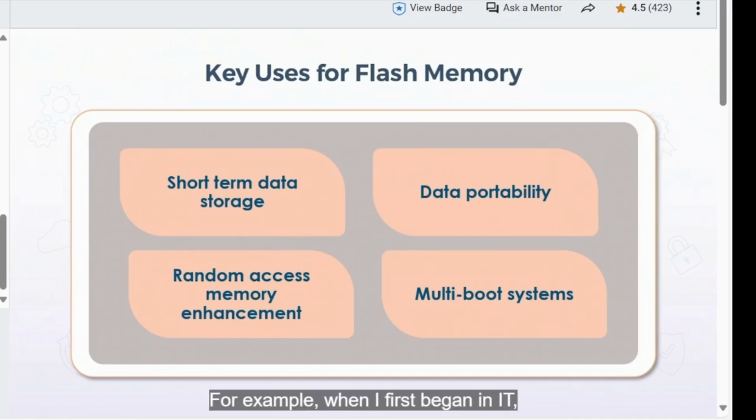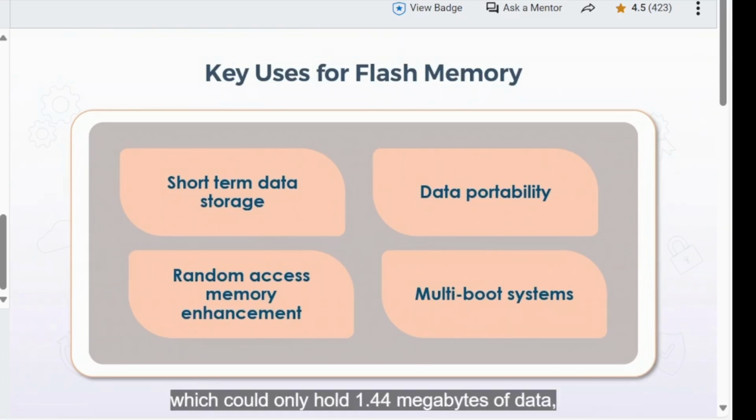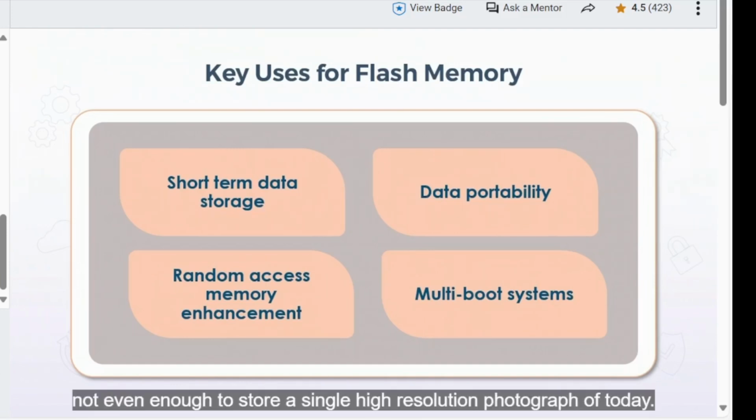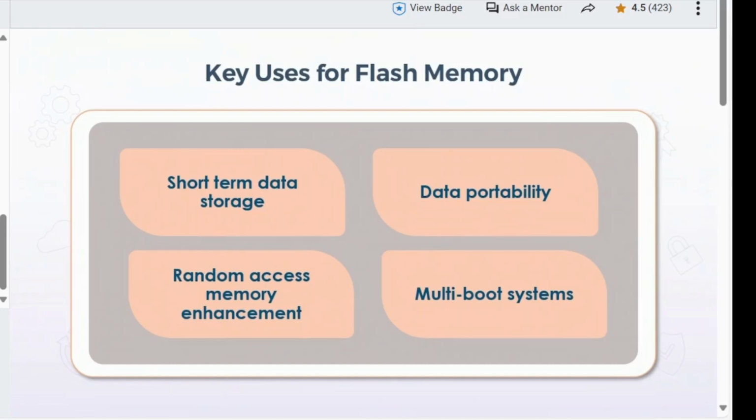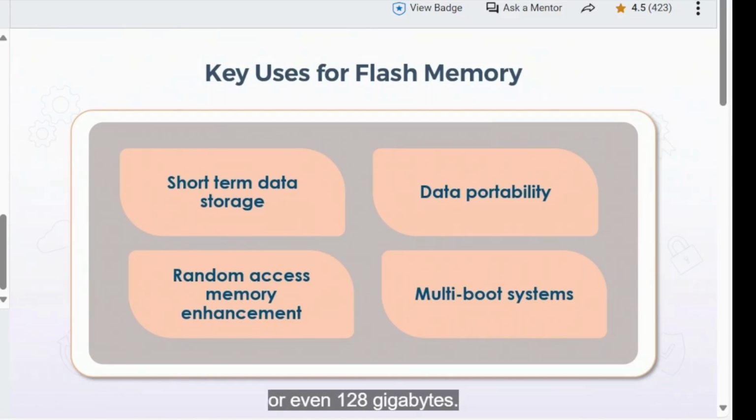For example, when I first began in IT, the only real portable storage device was the 3.5-inch floppy disk, which could only hold 1.44 megabytes of data, not even enough to store a single high-resolution photograph of today. Modern flash drives can easily accommodate 32, 64, or even 128 gigabytes.